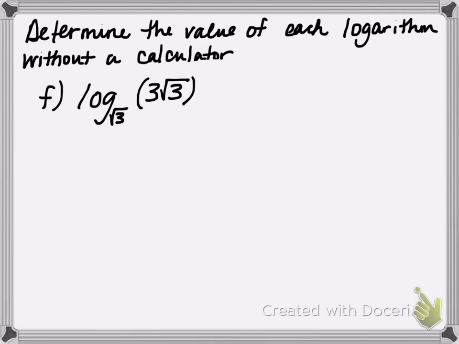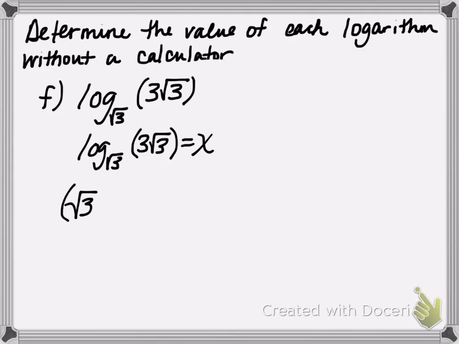And finally, part F, log base square root of 3 of 3 times the square root of 3. So once again, I'll start with my rewrite. So I don't know what this logarithm is equal to. Call it x. If I rewrite it, I have the square root of 3 raised to the unknown x power is equal to 3 times the square root of 3.